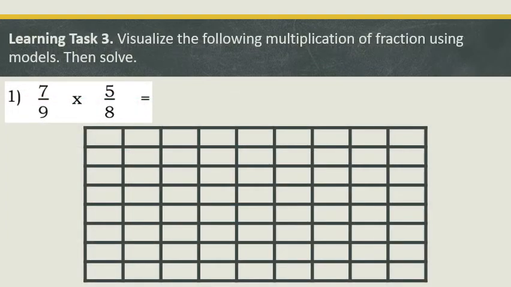Then, learning task 3. So, visualize din natin. So, 7/9 times 5/8. So, ang gagawin muna natin is shade muna natin yung 7/9. So, ang 7/9 natin ay yung patayo. So, 1, 2, 3, 4, 5, 6, 7. Hanggang dito lang. So, yun lang po ang isi-shade muna natin.